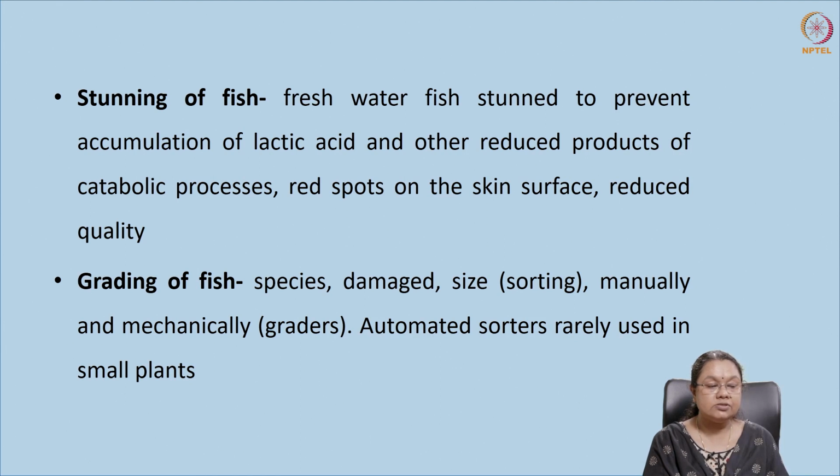And grading is also very important. Grading can be done according to species, according to size, and the damaged and non-damaged fish can also be graded. So we can go for manual grading or we can go for mechanical grading. We also have automated sorters, but these are rarely used in small plants. This is mainly in larger industries. You will find the application of automatic sorters there.